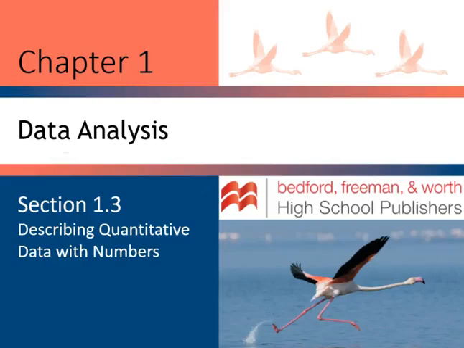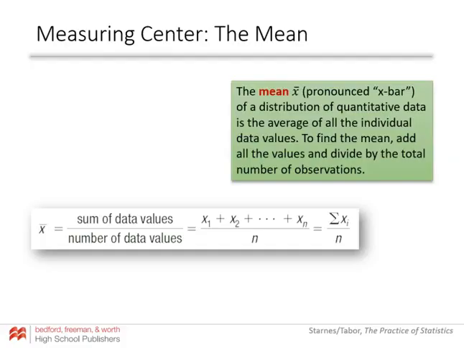Section 1.3, we're going to look at ways to describe quantitative data. And most of this stuff is going to be things that you are already familiar with and have seen before. So we're talking about numbers that we can use to describe data. So the first one is the mean, or the average. Nothing tricky here. You've seen this before. Add all the numbers up, divide them by the total number of data values.